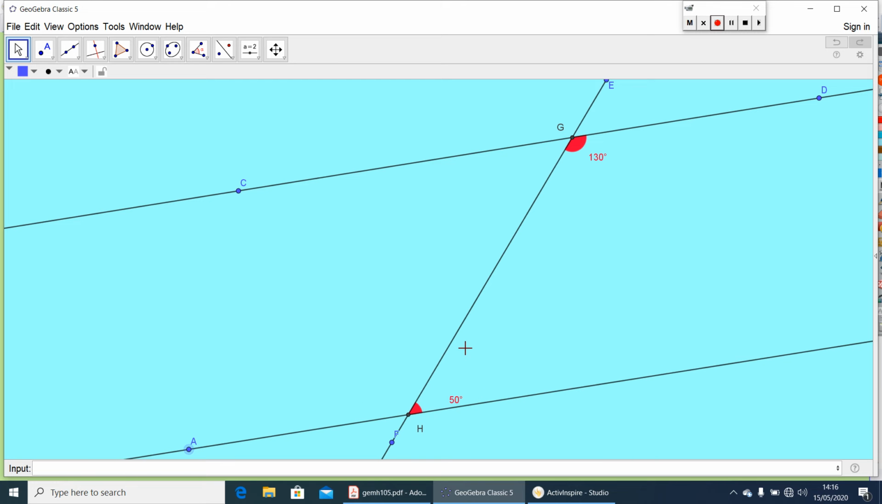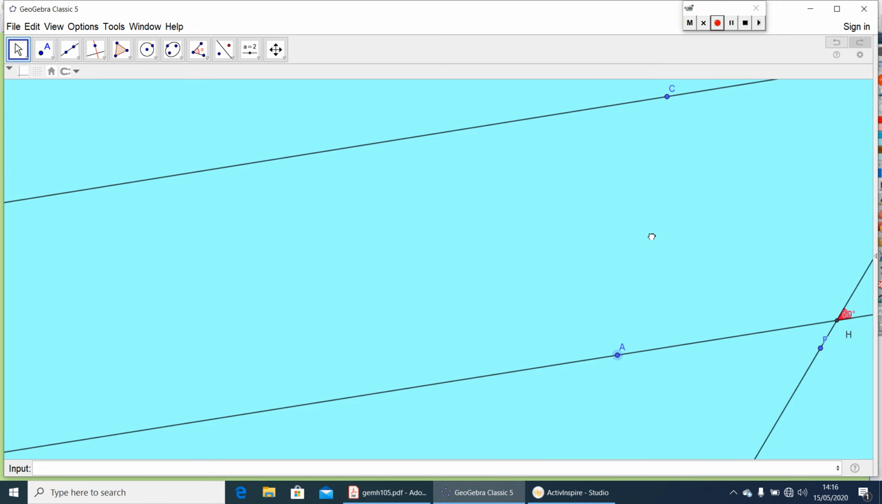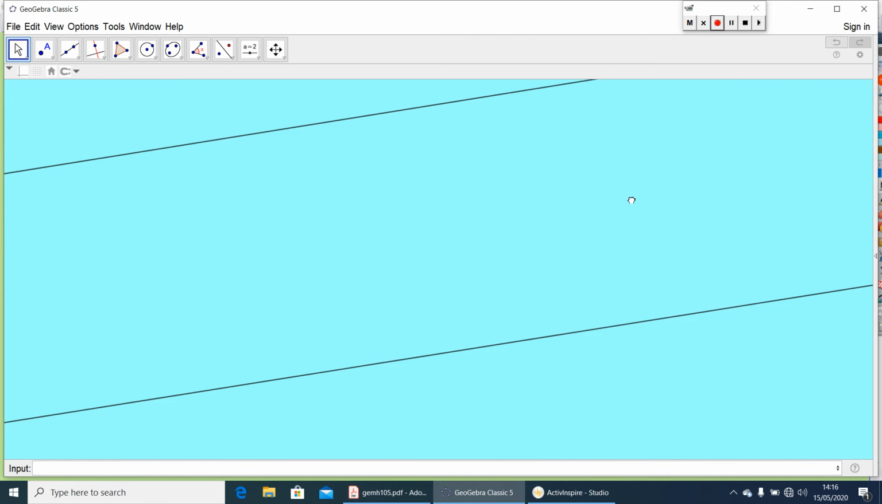What is the sum of these two angles? 130 plus 50, 180 degrees. Now if it is 180 degrees, what about the lines? You can see these lines are parallel.